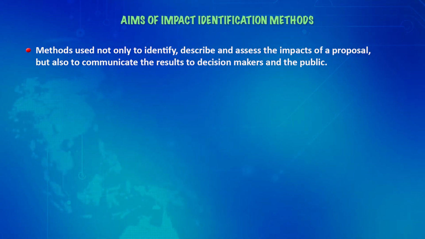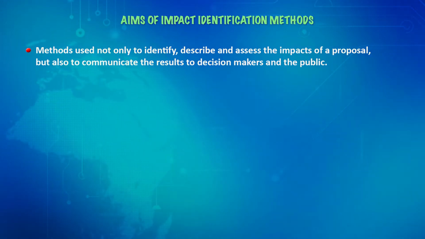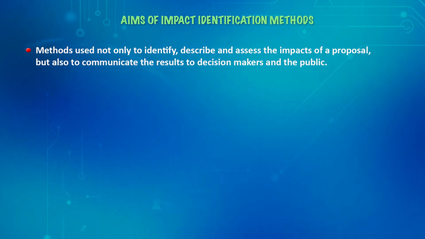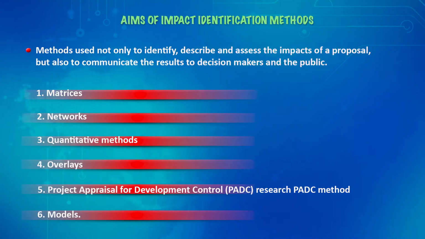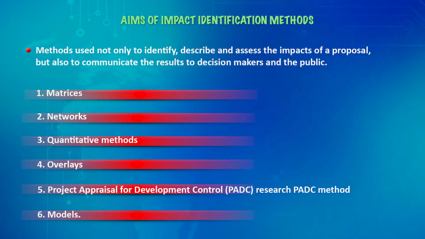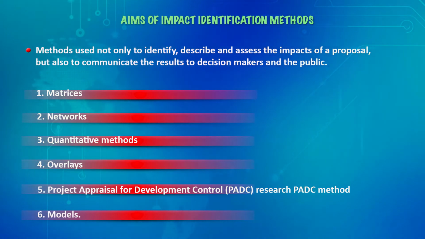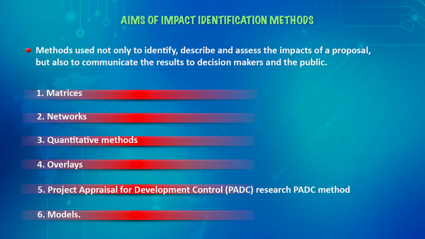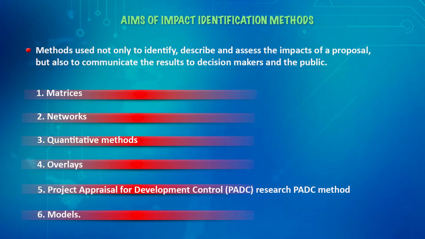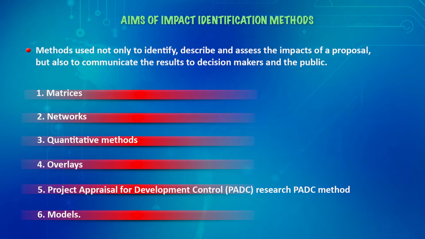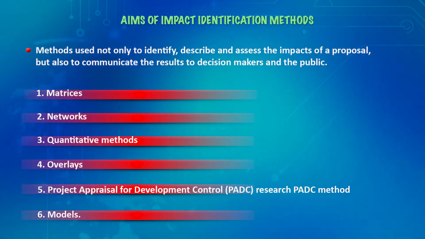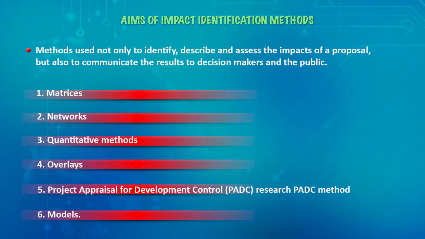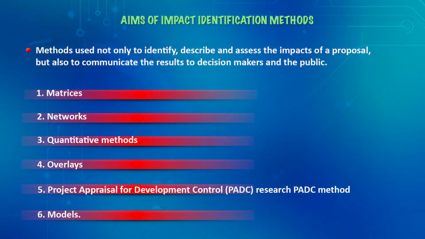With this background, let us see the methods that are available as part of the impact assessment methodologies. The first and foremost method is the checklist, the second is the matrices, the networks, and there are a series of quantitative methods as well. A very important one is the GIS based method, that is overlays, and the next method is the project appraisal for development control, called PADC. It's a very new one, but nevertheless very important. And the last one is the models. So these are all the methods available to us to identify the impacts.